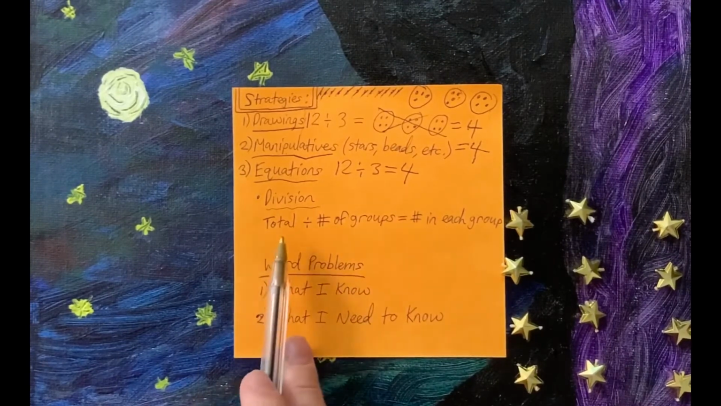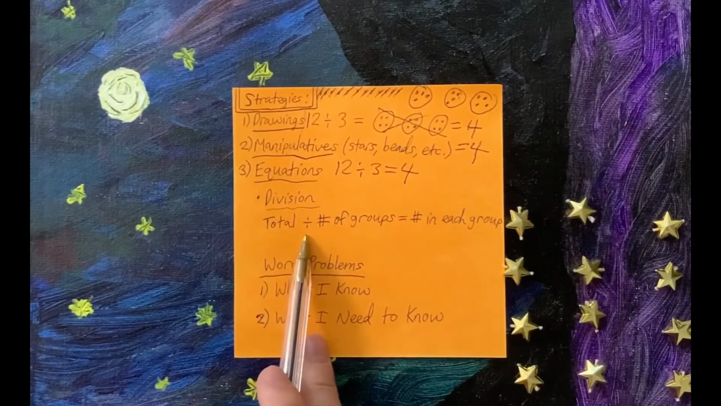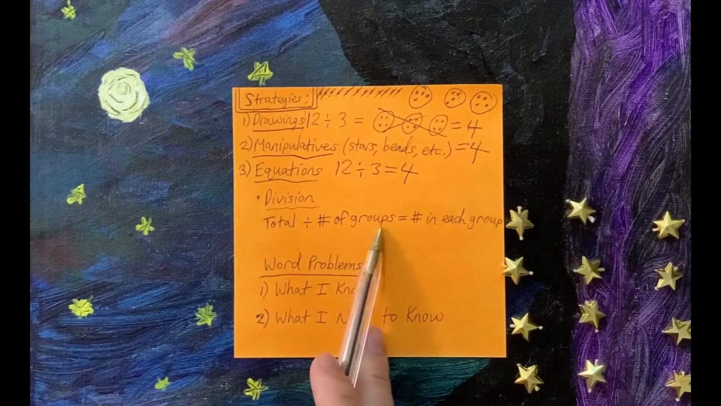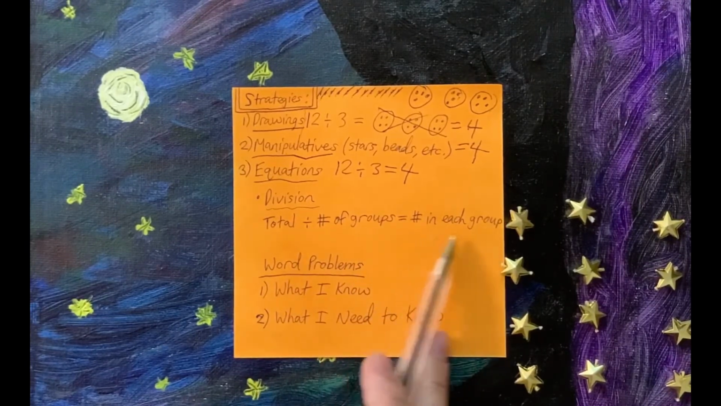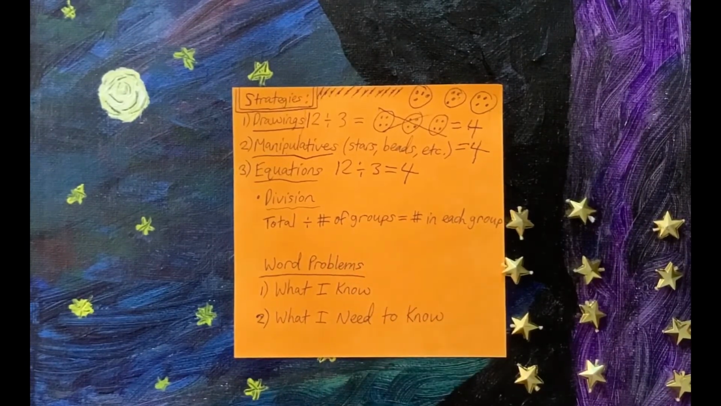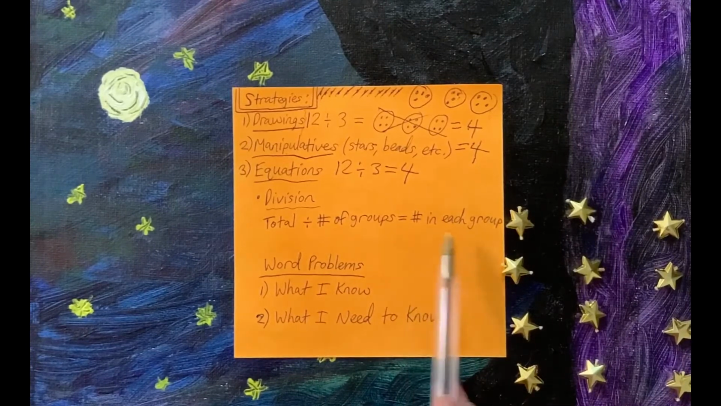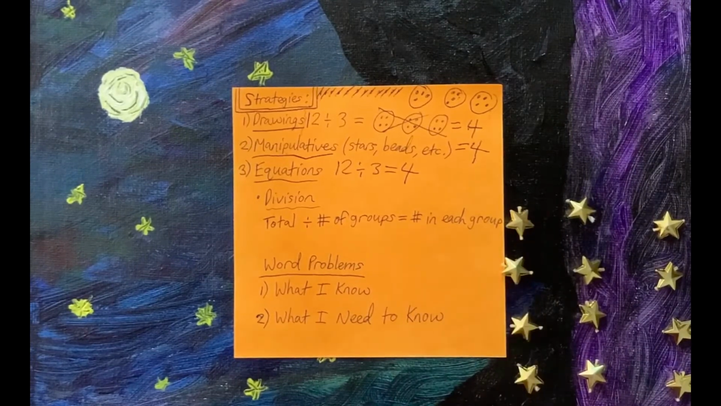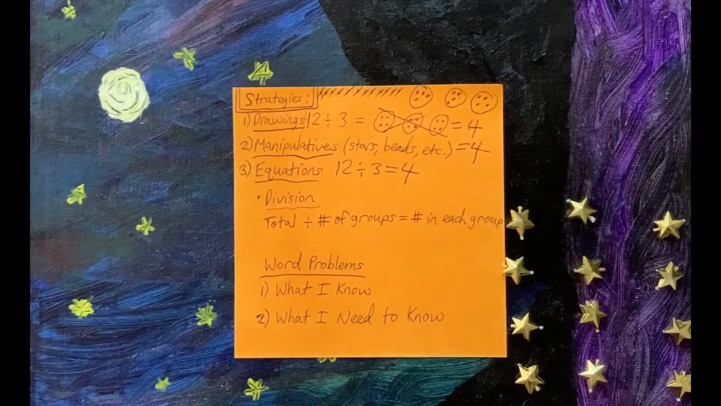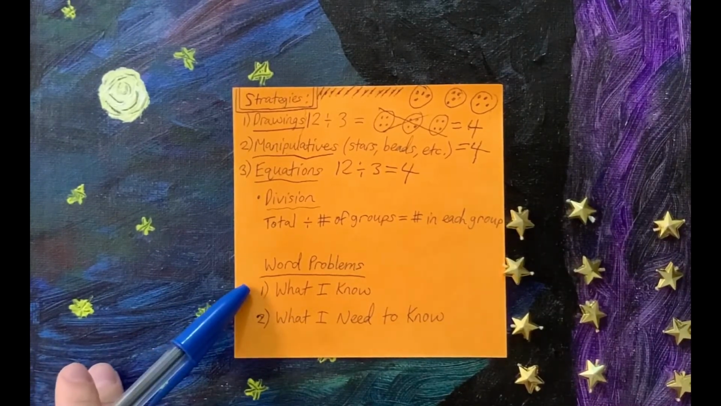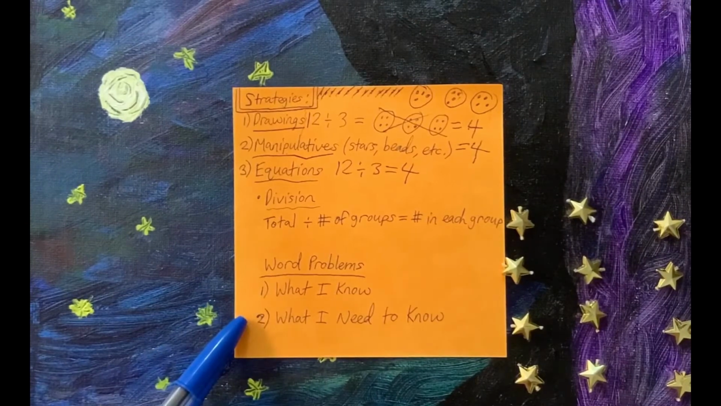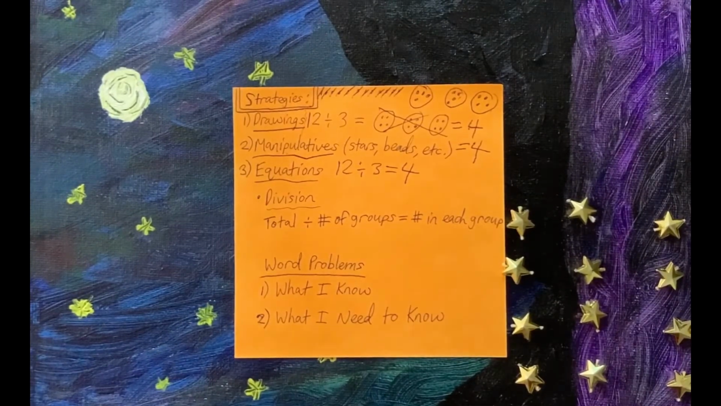And so division is the total number divided or shared equally among the number of groups to find the number in each group, which is the quotient. So again, if we have a total of 12 stars and we have to divide them into 3 groups, 1, 2, 3, we could find out that the number of stars in each group is 4. And so we'll always solve these word problems using the structure of what I know, so what the word problem gives us, as well as what I need to know, so what we need to figure out, which is usually the quotient for these kinds of problems.